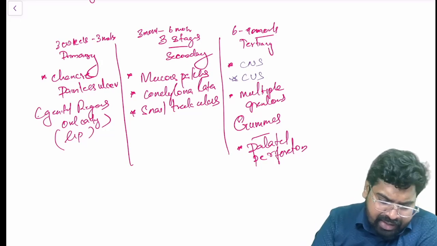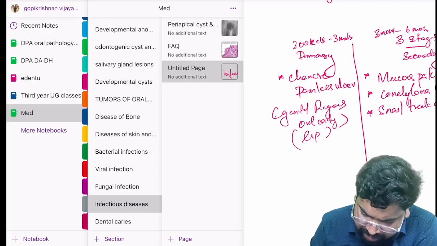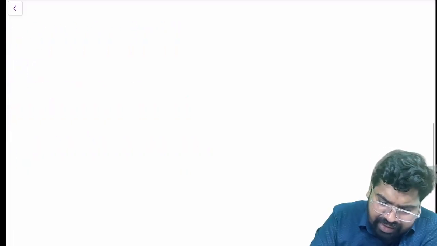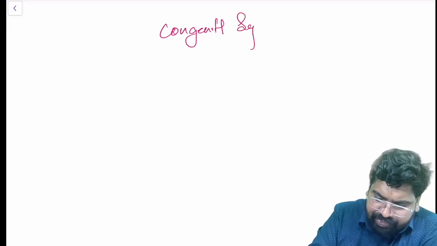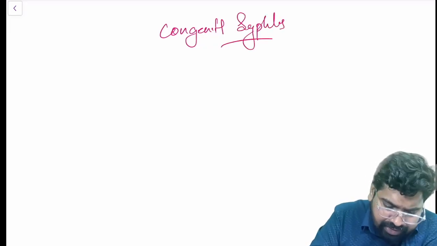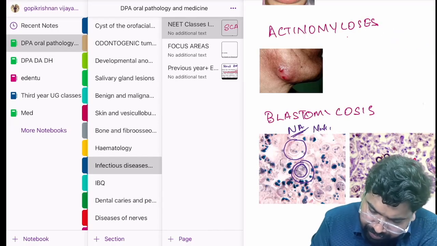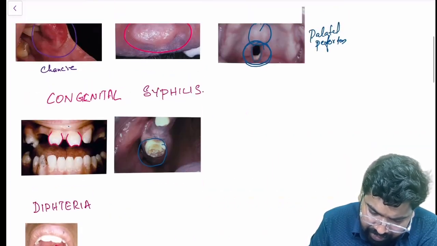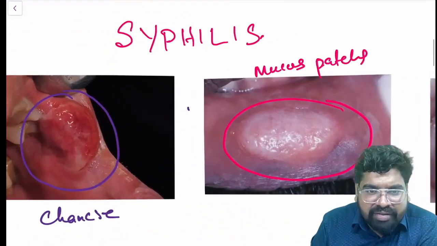If I have the images, no, I don't. I think it's not there. Okay, so let's see what is there in congenital syphilis. There's one condition called congenital syphilis. I think I have the images. I will show you the images of your bacterial infectious diseases. Yes, you can see this. I hope you can see this picture.